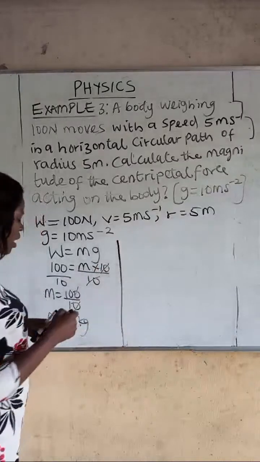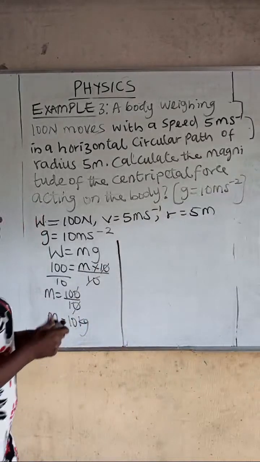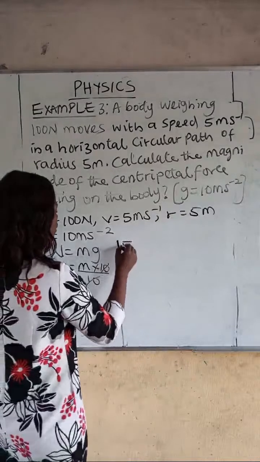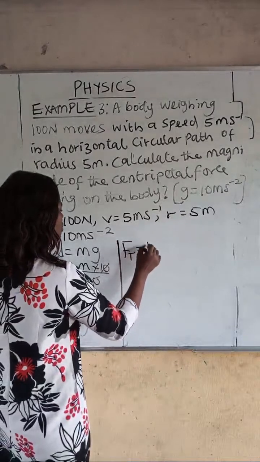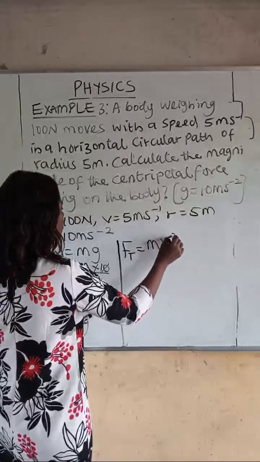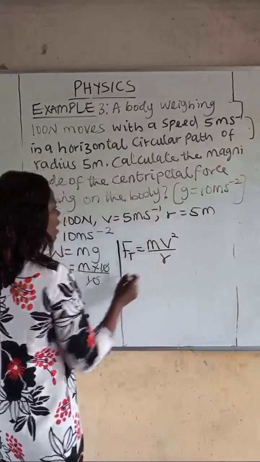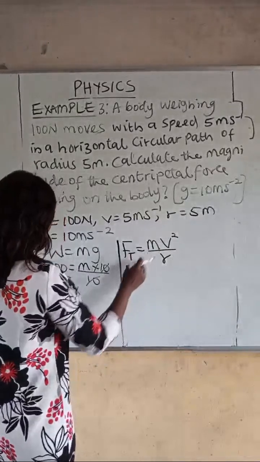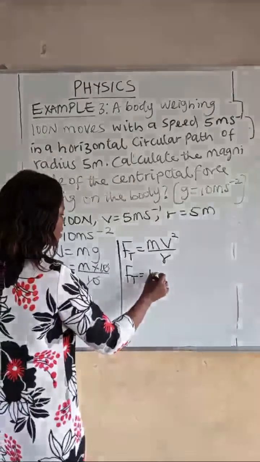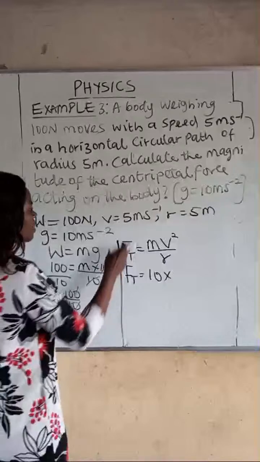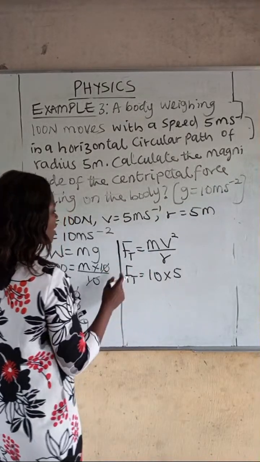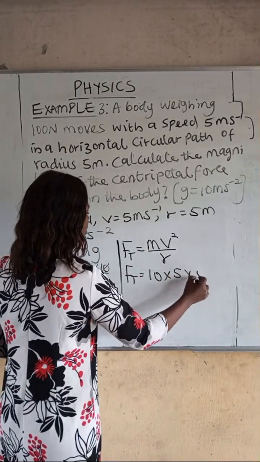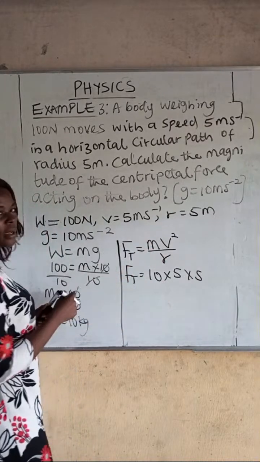solve for centripetal force. And the formula for centripetal force is equal to mv squared over r. Okay? Now, what is my m? My m is 10 times velocity. My velocity is 5. I will say 5 times 5, because this is v squared, right?